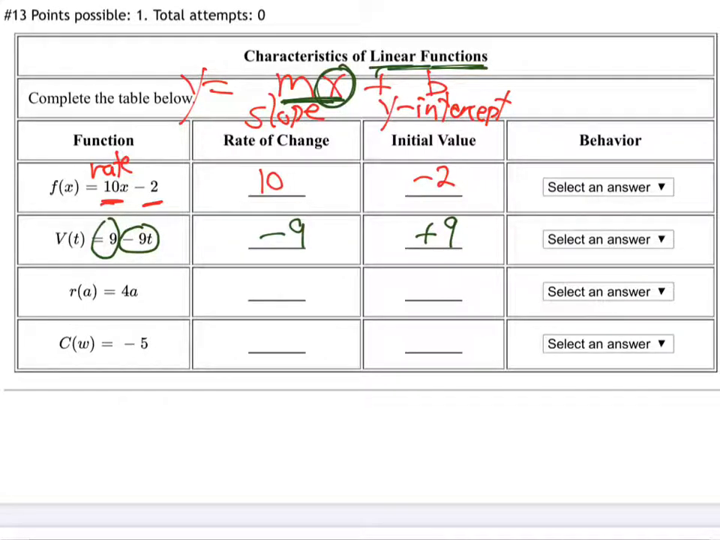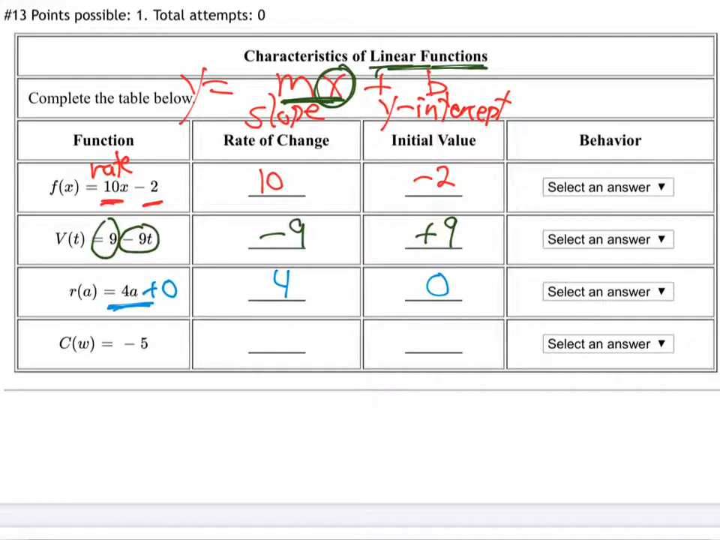Making sense? How about this third one down here? What's the rate for this? Because that's next to the variable, right? The slope is always mx plus b. M is next to x, so the slope is next to x. Slope is next to the variable. And what number's out here? Yeah, it's the same as plus 0, huh?